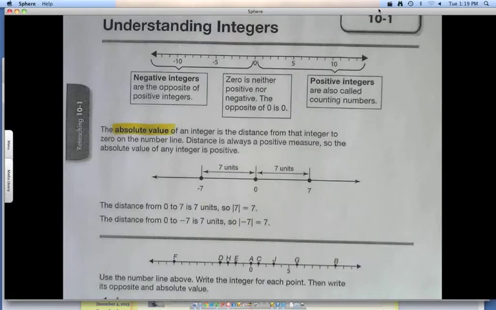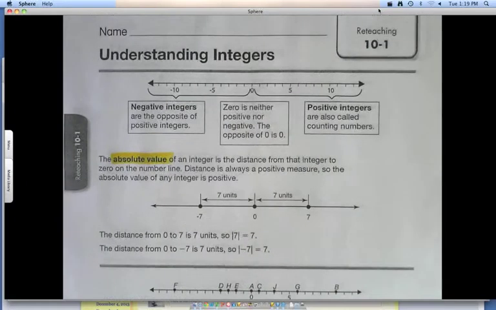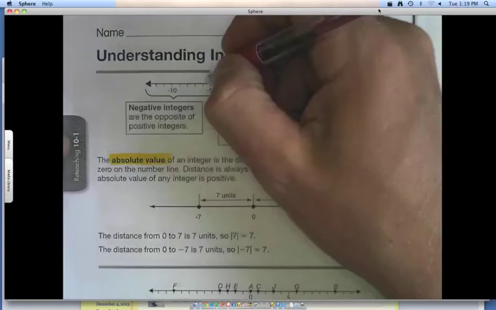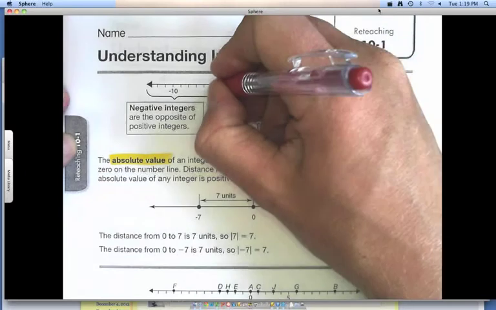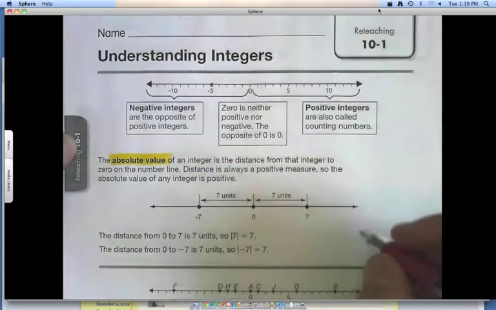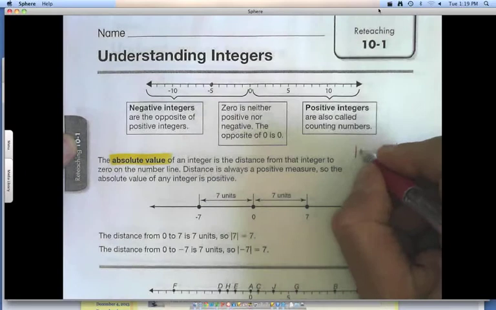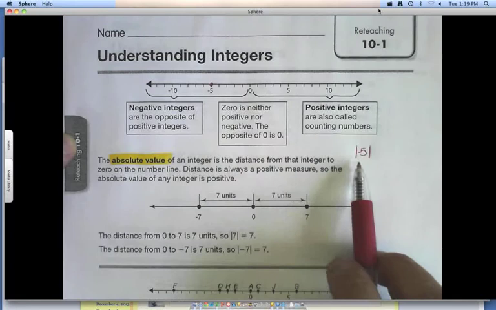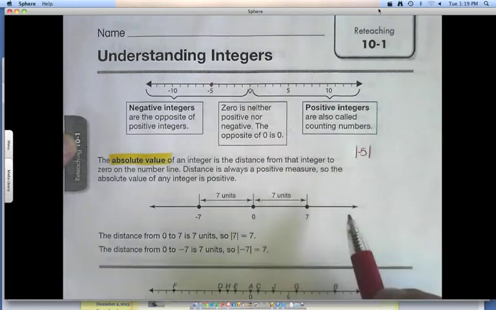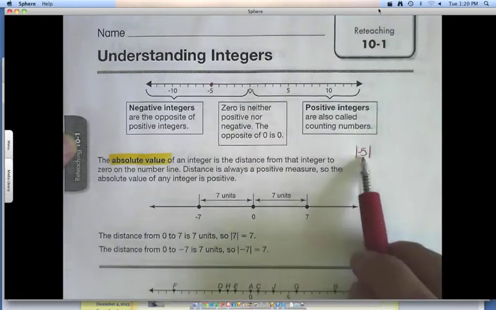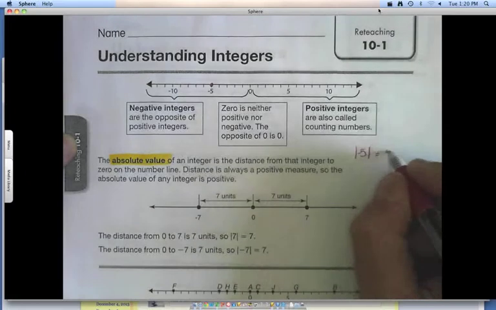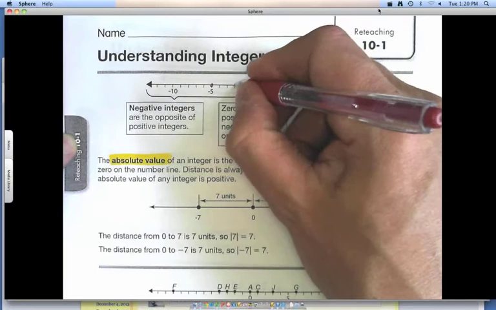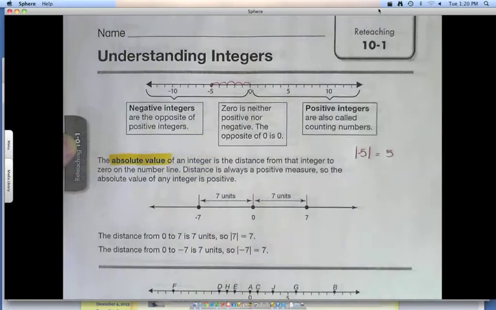You can take a look at the number line up above, and if I were to ask you for the absolute value of -5, and again, that's how we mark absolute value, with these two vertical lines, one on each side of the integer. So the absolute value of -5 is 5 because it is 5 spaces or units from 0.